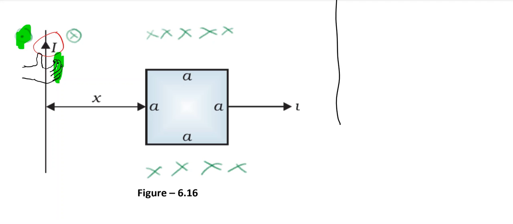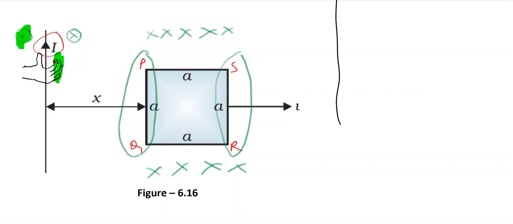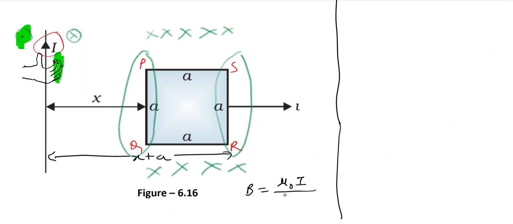But the problem is, as you go away from the wire, if we label the loop as P, Q, R, S, then the field experienced by PQ and the field experienced by SR will not be the same because the distances are different. If PQ is at x distance, SR will be at x plus a distance. And the magnetic field of a straight wire is mu 0 I by 2 pi y.